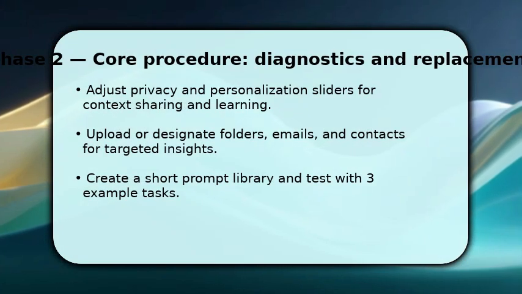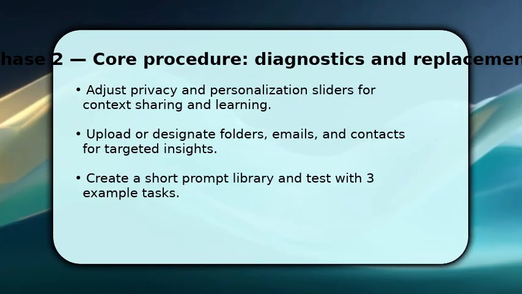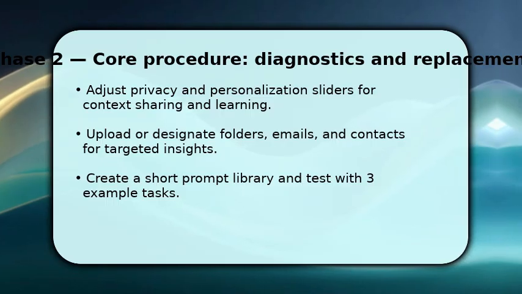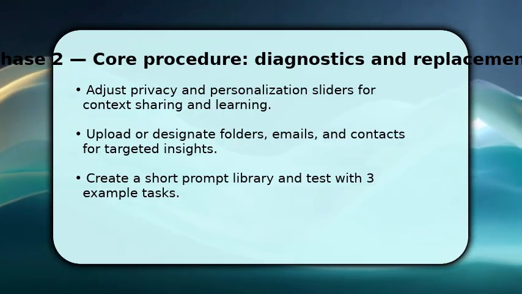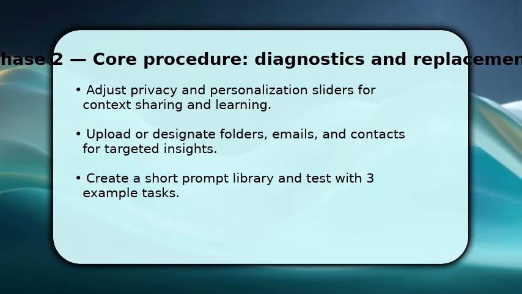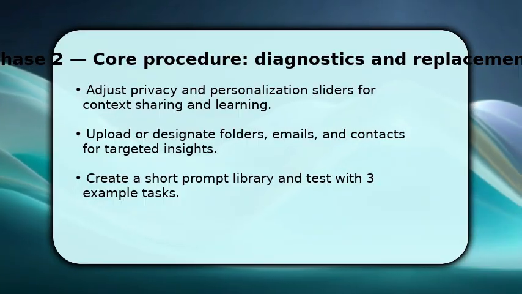Now you configure detailed settings and train the model on your workflow. Tweak personalization sliders so the system learns from emails, calendar events, and documents. This balances convenience versus privacy. Next, designate which folders and apps are allowed to contribute context. Once set, upload a few representative files or tag contacts for relevance.